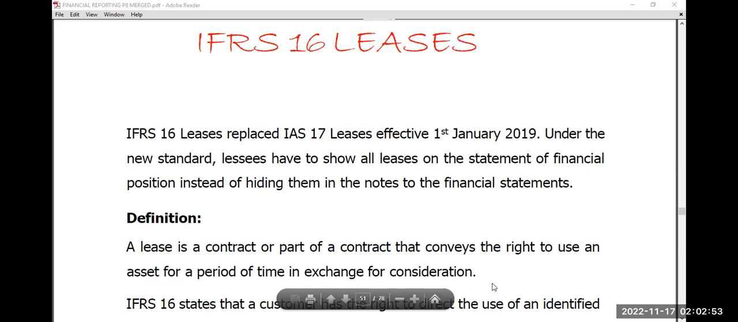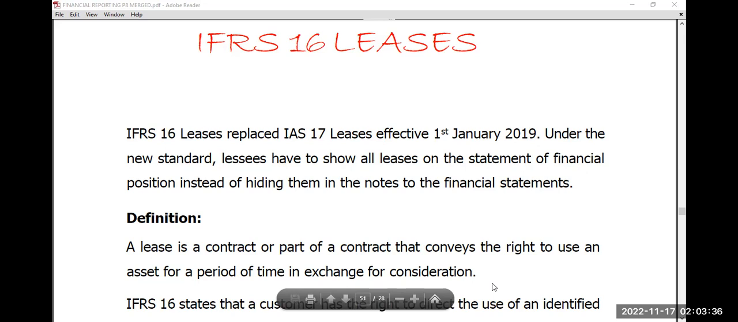Having looked at the measurement basis, we shall also look at the recognition exemptions. What are some of the leases that are out of the scope of the standard, or that are not supposed to be accounted for? What are some of the recognition exemptions that are given to some kinds of leases or lease arrangements?